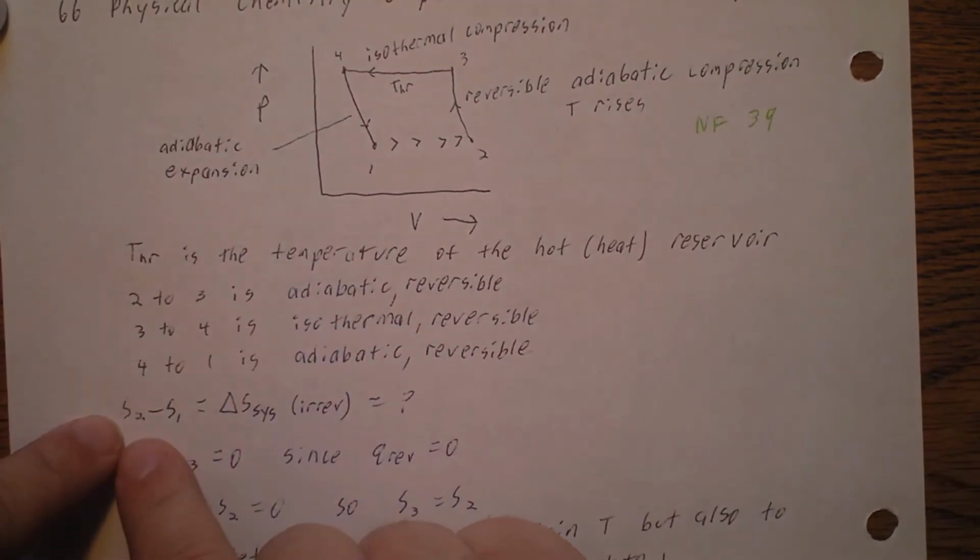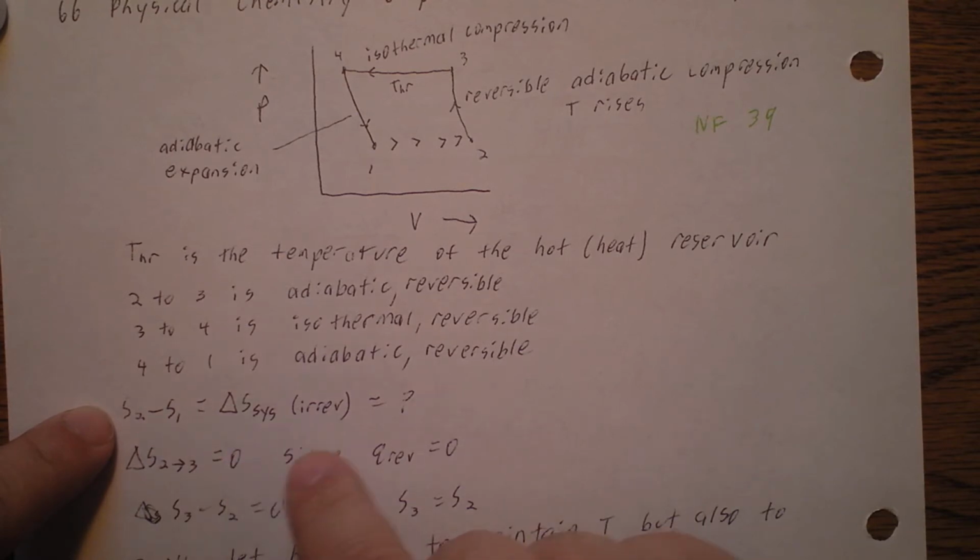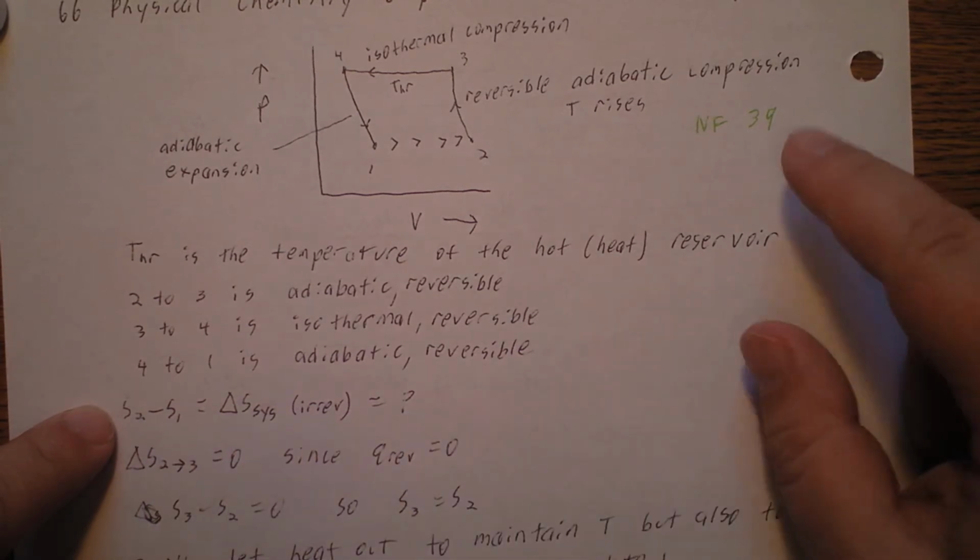Now remember, entropy is a state function. So entropy at state 2 minus the entropy at state 1 is equal to the change in the entropy of the system, irreversible. But what is that?